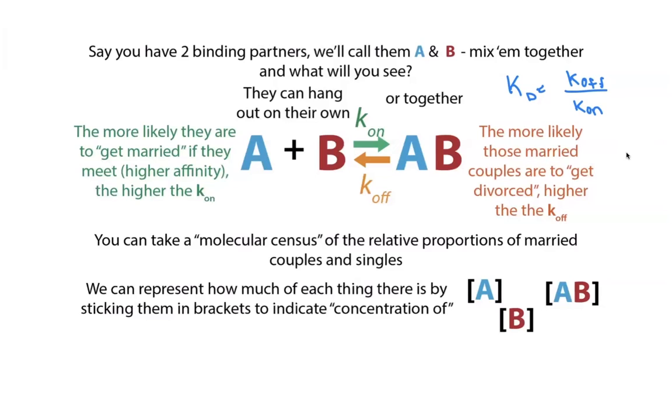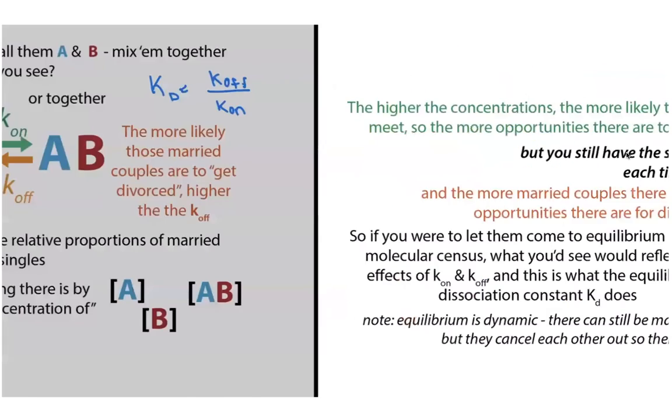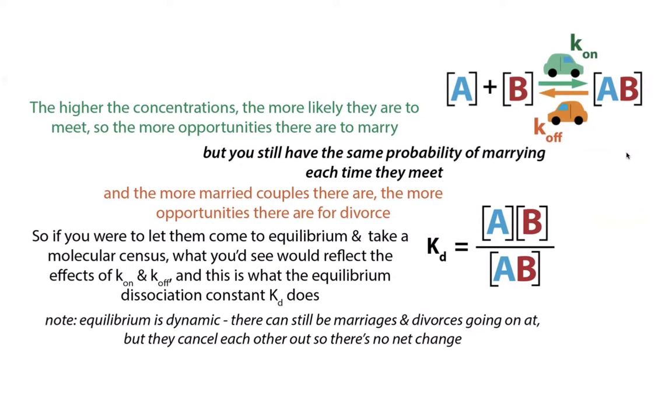Just remember that those concentrations at equilibrium are coming from how likely they are to get married if they bump into one another and how likely they are to get divorced if they get married. What happens is you reach an equilibrium where for each one that gets married, there's a couple that gets divorced, and so the absolute numbers on either side of the equation aren't changing. So let's think about a couple of scenarios. What if you had higher concentrations?